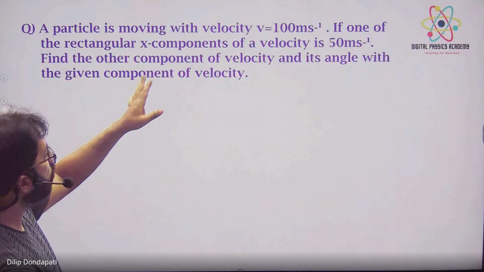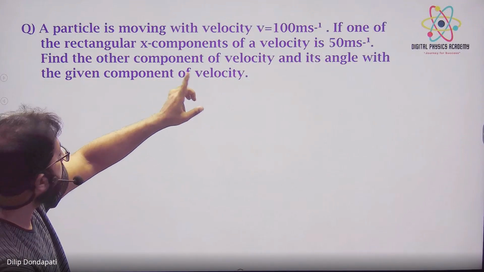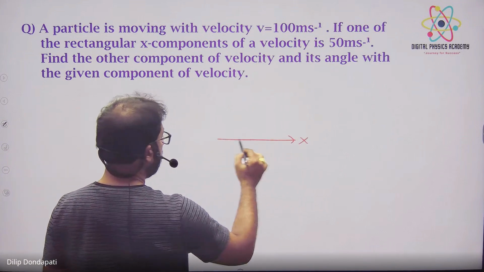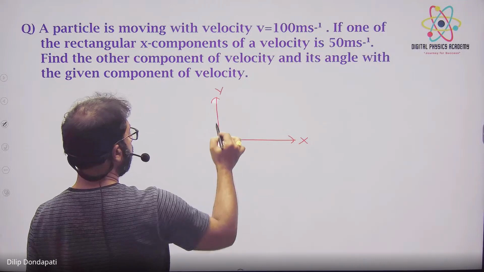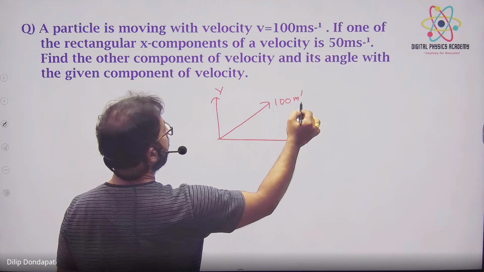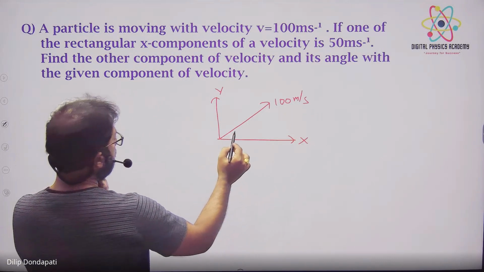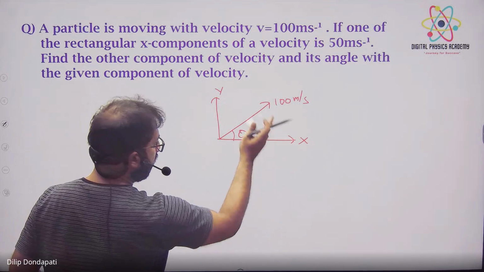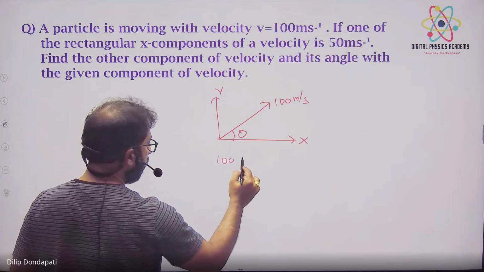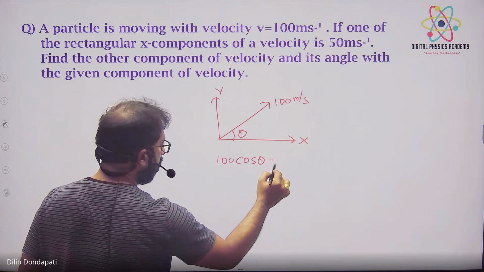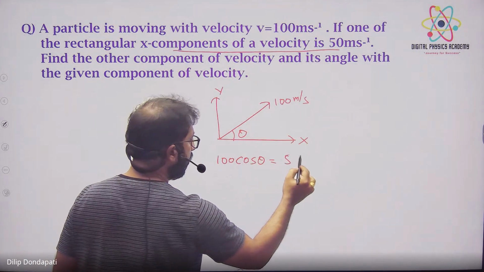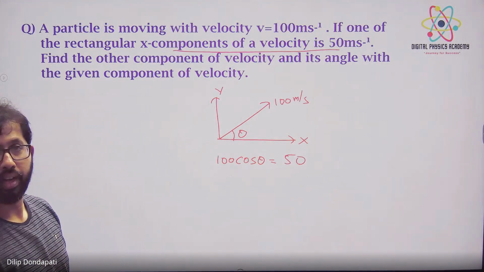A particle is moving with velocity of 100 meters per second. If one of the rectangular components, the x component, is given, okay. The x component is given. Tell me, what is the x component here? 100 cos theta is equal to how much they have given? The x component of the velocity is 50. This is given to you. Directly the x component is given.